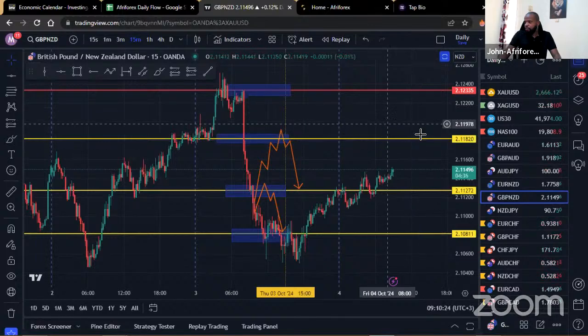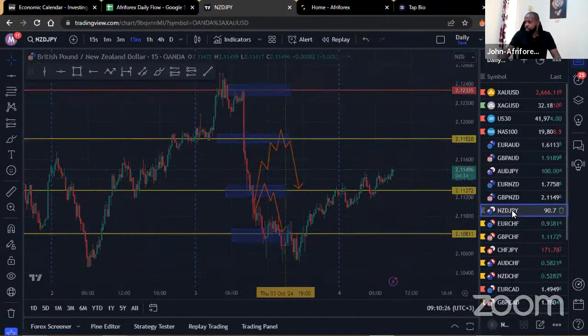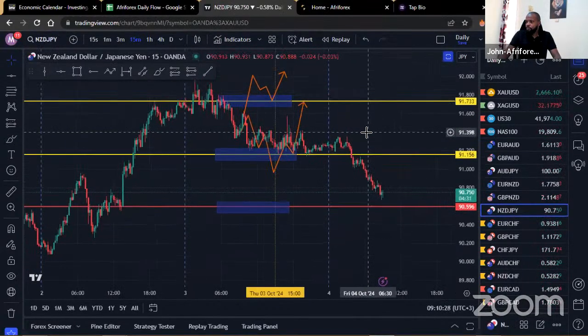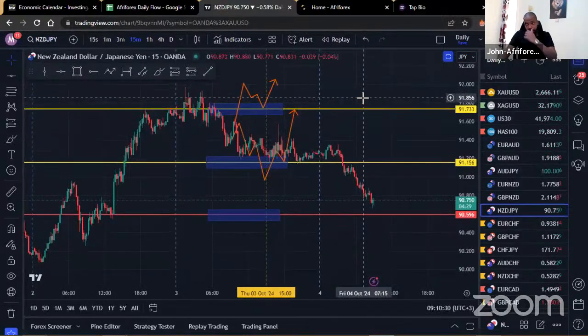So unfortunately for us today, also not a currency pair that we will be trying to see whether we can trade. So last but not least, we do have the New Zealand dollar against the Japanese yen.